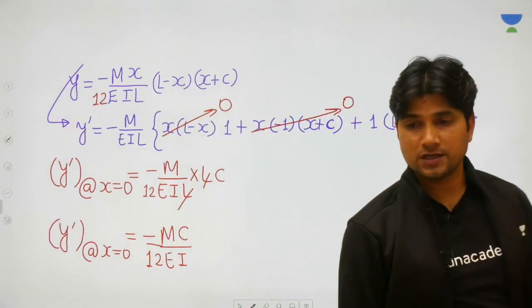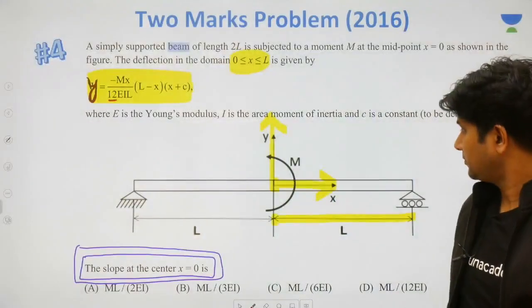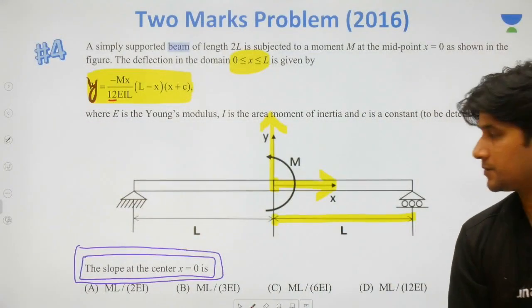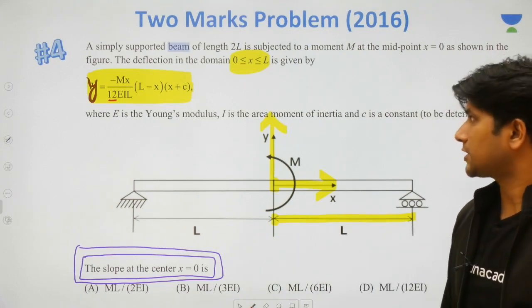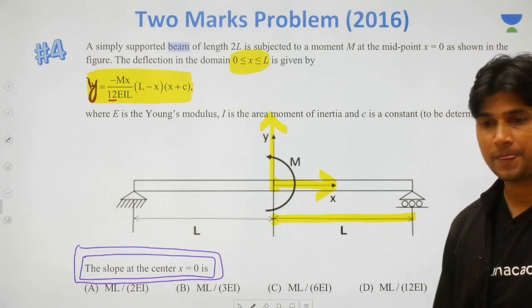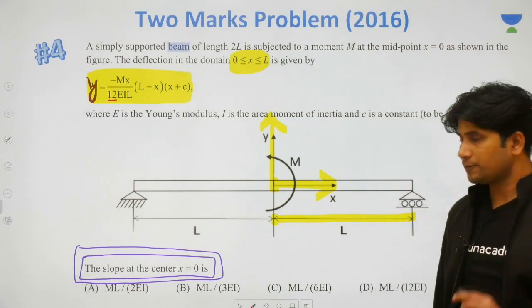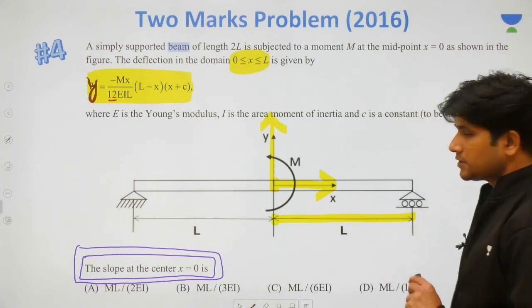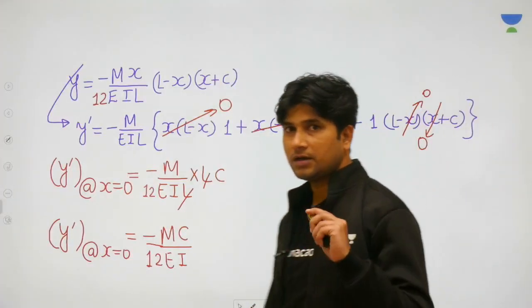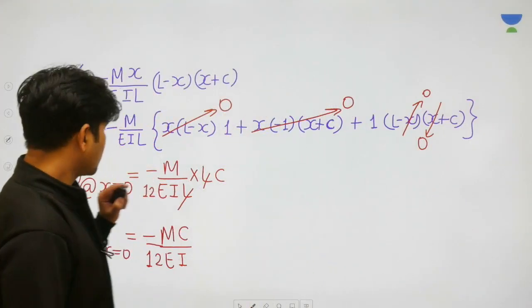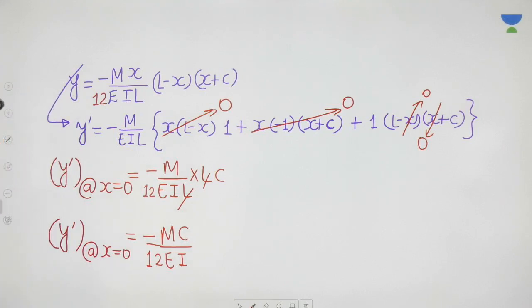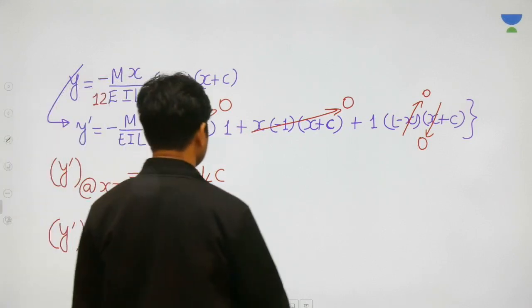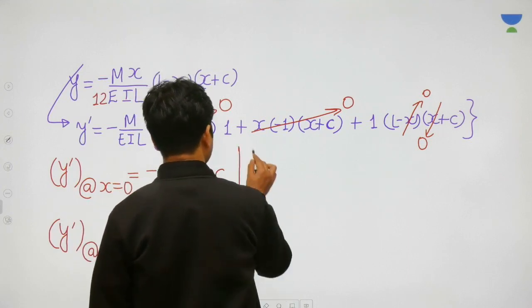But here is a surprise. None of the given options will match, because options are not given in terms of C. Options are given in terms of L. So what do we do now? We must find out the value of C somehow. How do we find out the value of C?